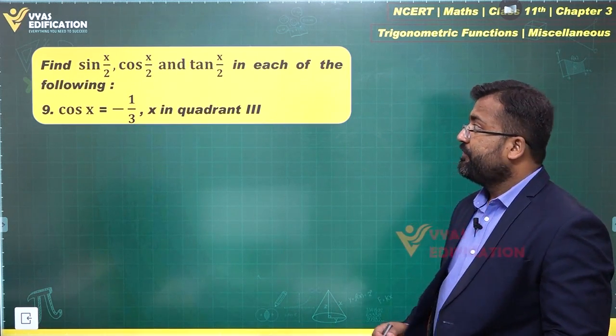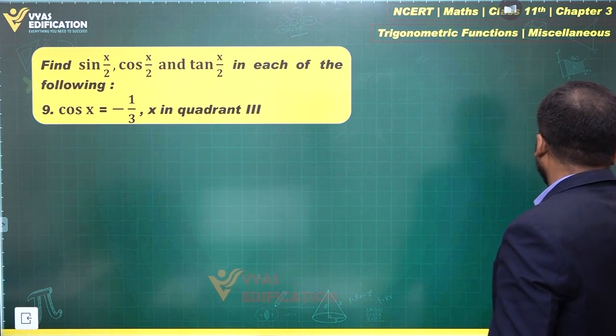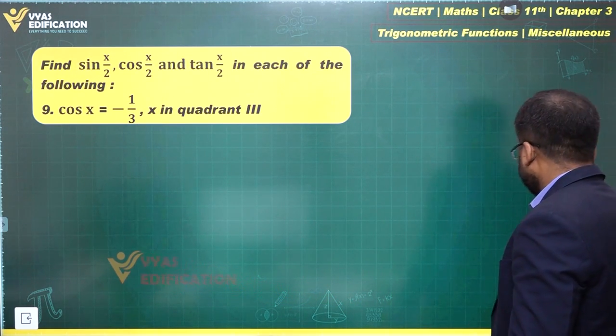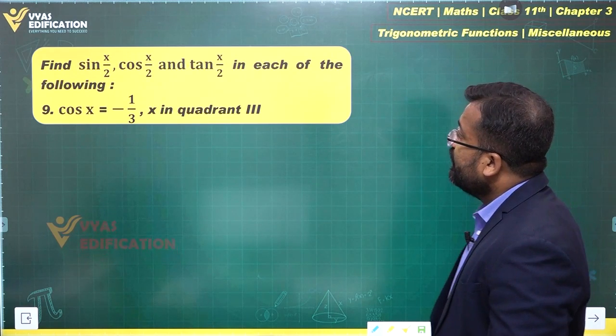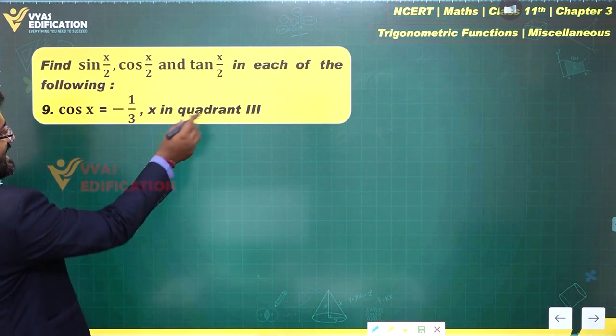Let's see this question. Cos x is equal to minus 1 by 3. Now here we can use the approach of cos x by 2. Let's see. Sin x by 2, cos x by 2, tan x by 2 have to be found for this, where x lies in the third quadrant.